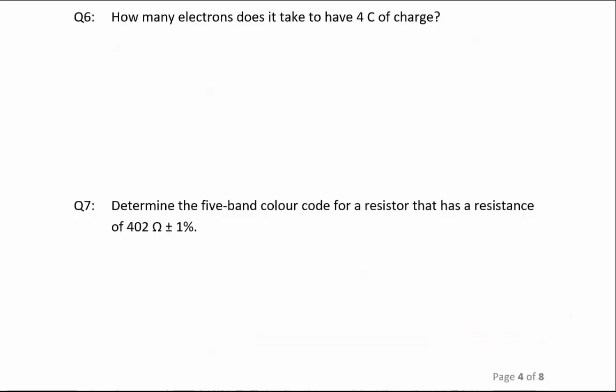Okay, I'm going to record these two questions together. So depending on whether I am showing you your correction for question 6 or for question 7, you can scroll on to wherever that answer is.